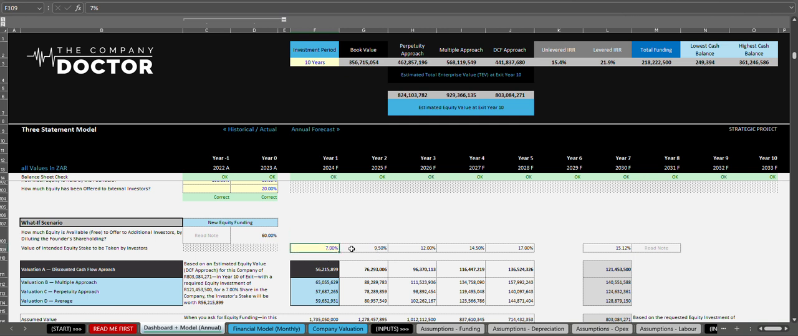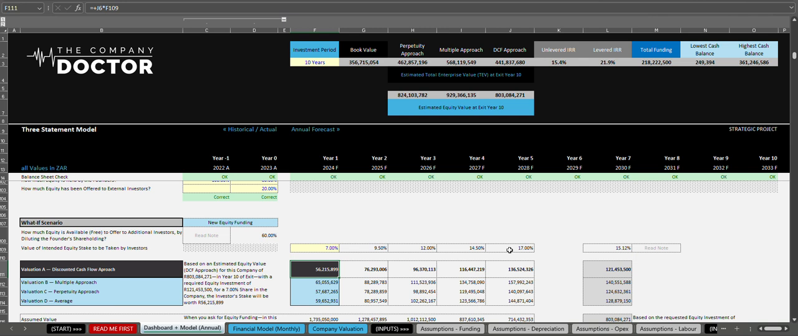Now we've built in a little toggle here that you can play around with and say, okay, well, based on the discounted cash flow of 800 million in year 10, what would be the value of equity for, let's say, 7%? And that gives us 56 million. And so you can play around with these various assumptions.